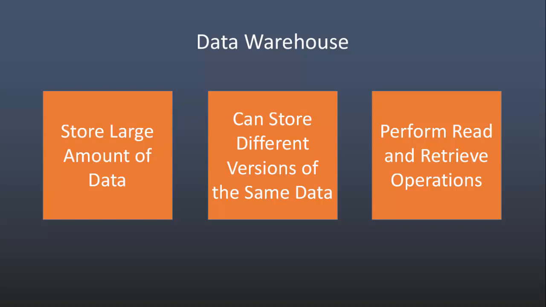Data warehouse stores a large amount of data, and it stores it in a historical format, that is, more than one version of data can be stored, unlike the operational databases where each version of data will require its own unique identity.